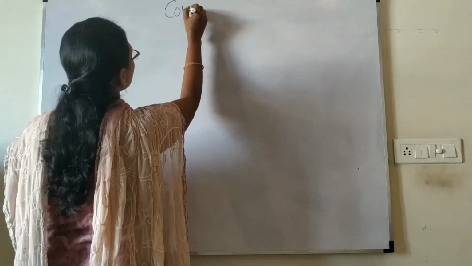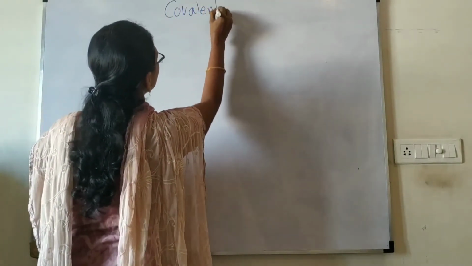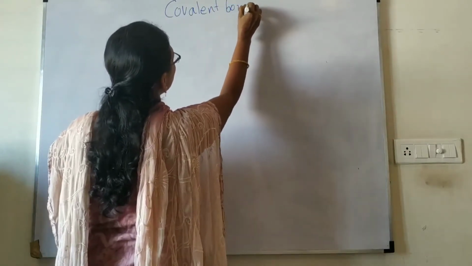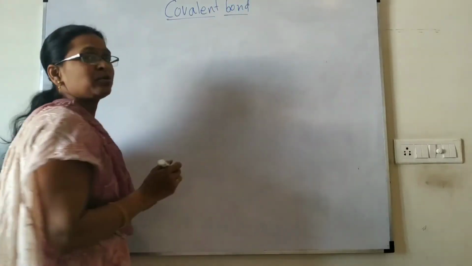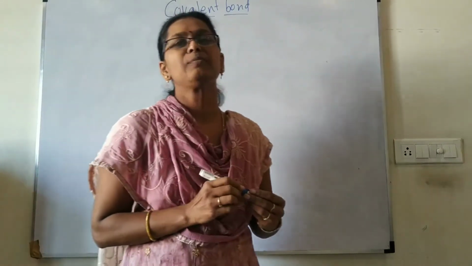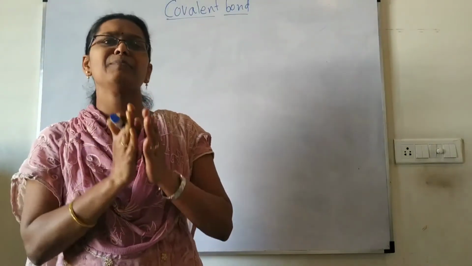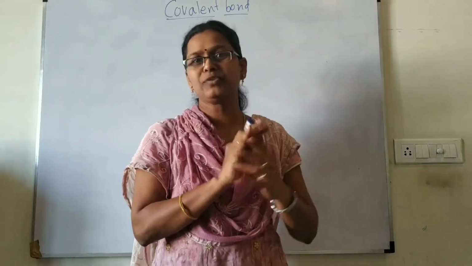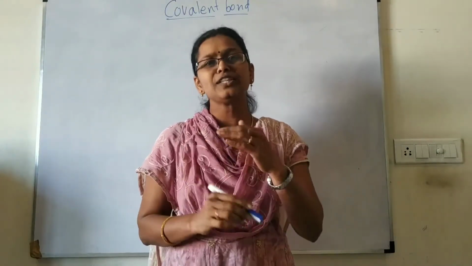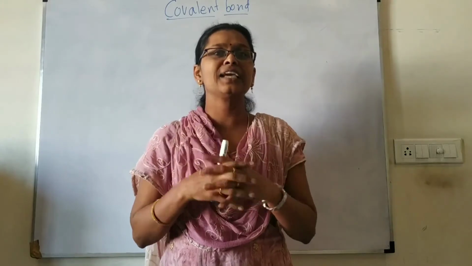Covalent bond. How can we explain about covalent bond? In the previous concept we discussed ionic bond, the complete electron transfer from a metal atom to a non-metal atom. Now, here in the covalent bond, it is mutual sharing.